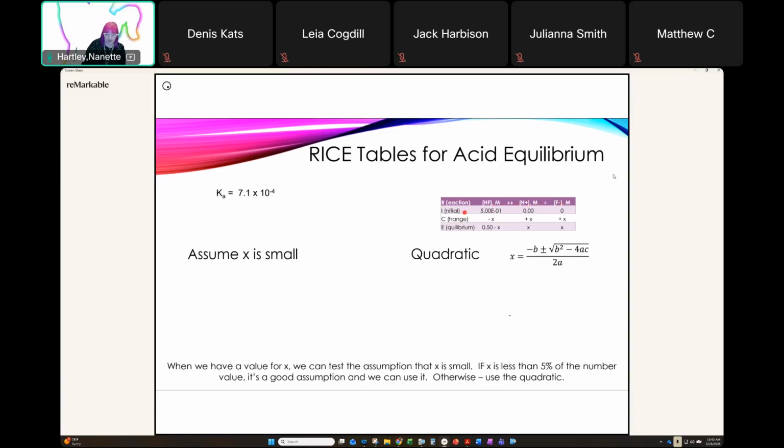My initial concentration for HF is 5 times 10 to the minus first, so 0.5, right? Initially, I have 0 H and 0 F. Okay, so that's my initial. When we go through that change, every time I break down an HF, I have 1 X that comes out of that. That generates 1 H and 1 F. And that's the relationship between those things. And so at equilibrium, we'd be looking at that 0.5 minus the X, whatever's broken down, to give me X times X. But remember, we can assume that X is small.